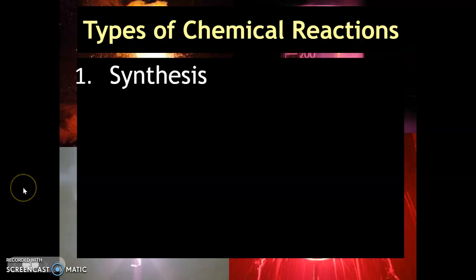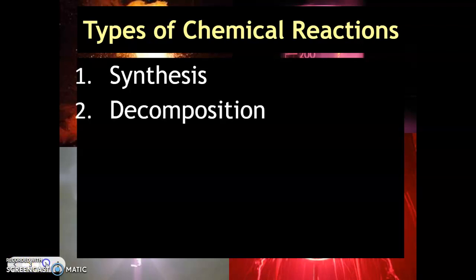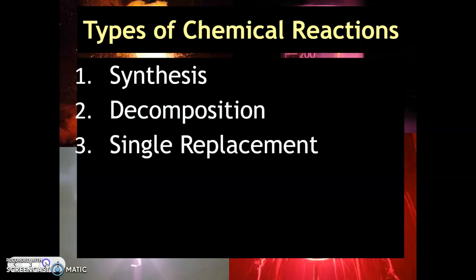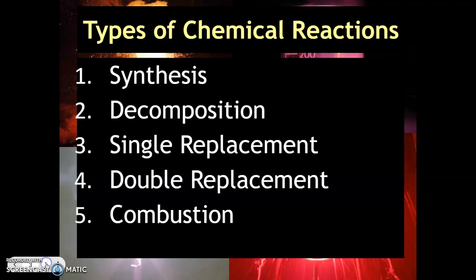All right, so there are 5 different types of chemical reactions, and over the next few lessons, we're going to learn about all 5 of them. Today, we are doing synthesis and decomposition. But over our next few lessons, we'll also learn about single replacement, double replacement, and combustion reactions. So those are the 5 types. Today we are just focusing on the first 2.